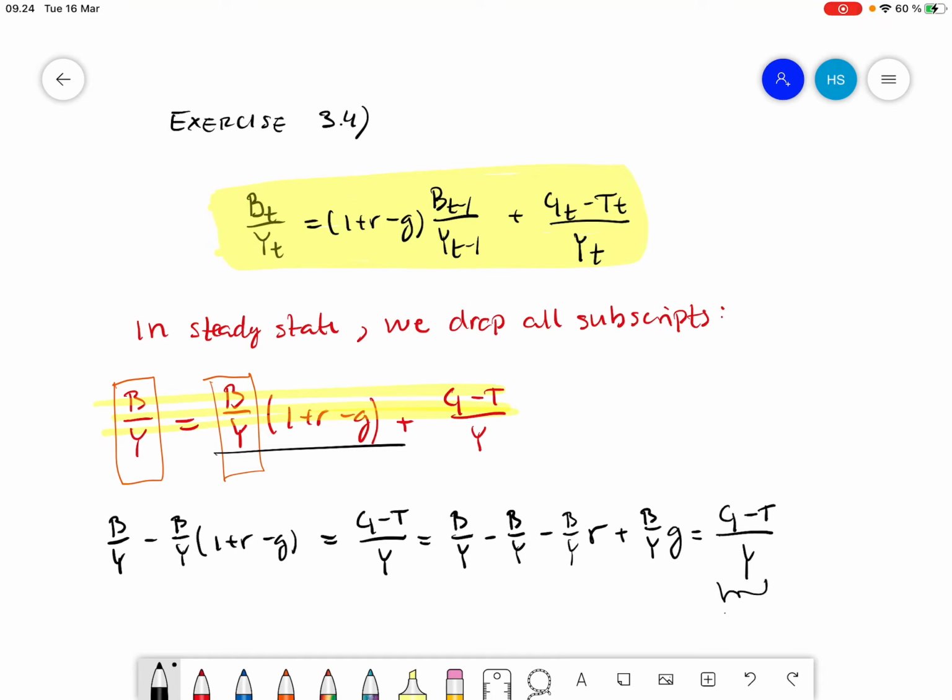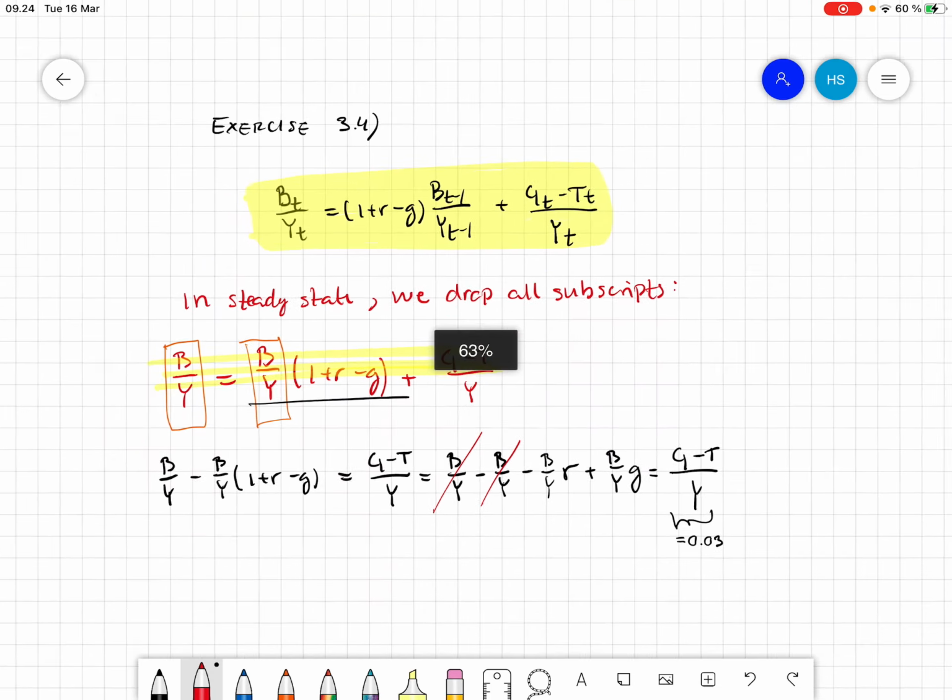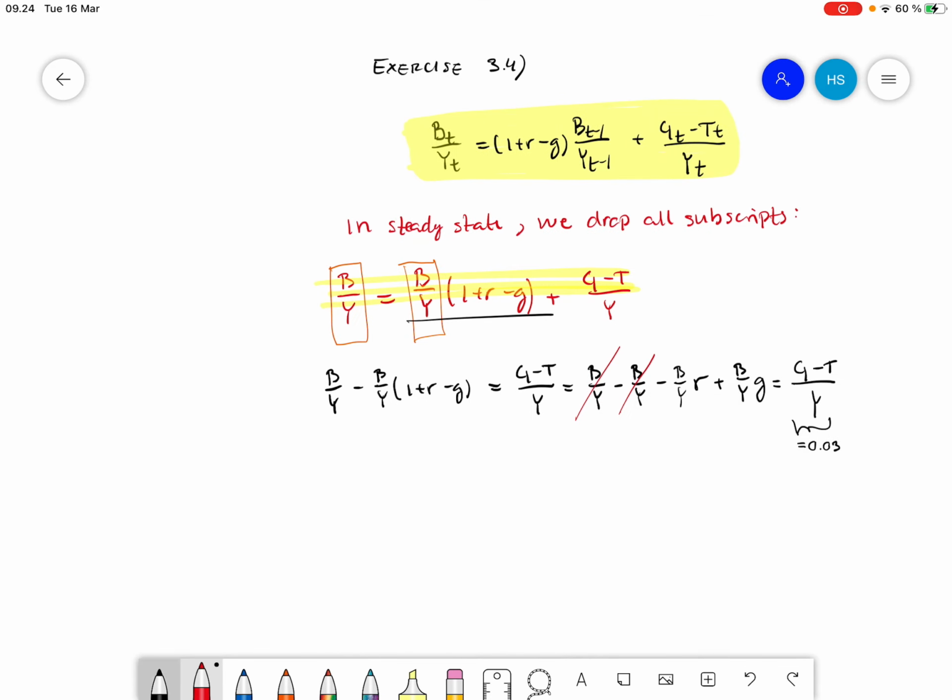It is 0.03, as we have assumed so far in the exercise. What is clear here is that B over Y cancels out with B over Y. And then we get a much simpler expression. Our expression says that B over Y times G, minus B over Y times the real interest rate, should be equal to the primary deficit relative to output, which is just 0.03. Factorizing, we have B over Y in both terms, so we can simplify to B over Y times (G minus R). This should be equal to 0.03.